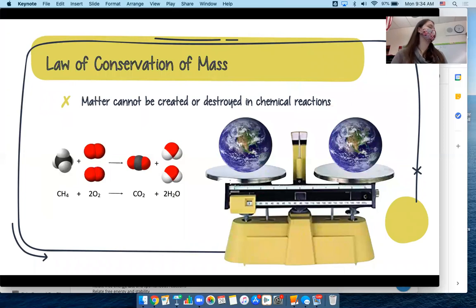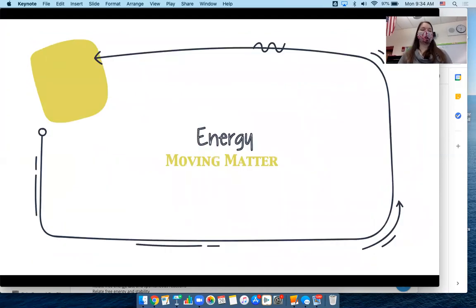So the law of conservation of mass states that matter cannot be created or destroyed. We've heard this before. Yes, pretty simple. Okay. Well, let's move on to the harder one here, which is energy.